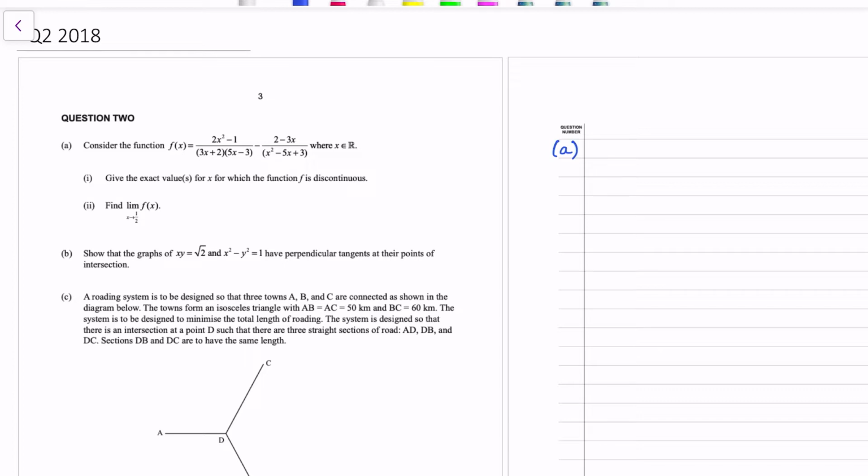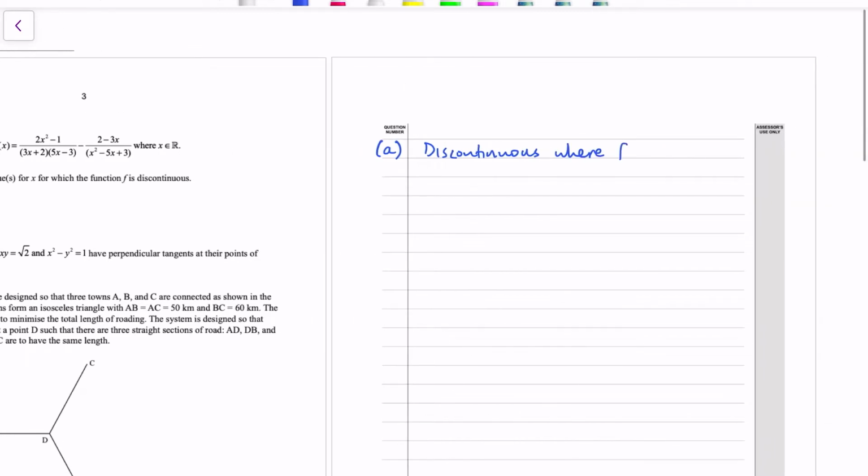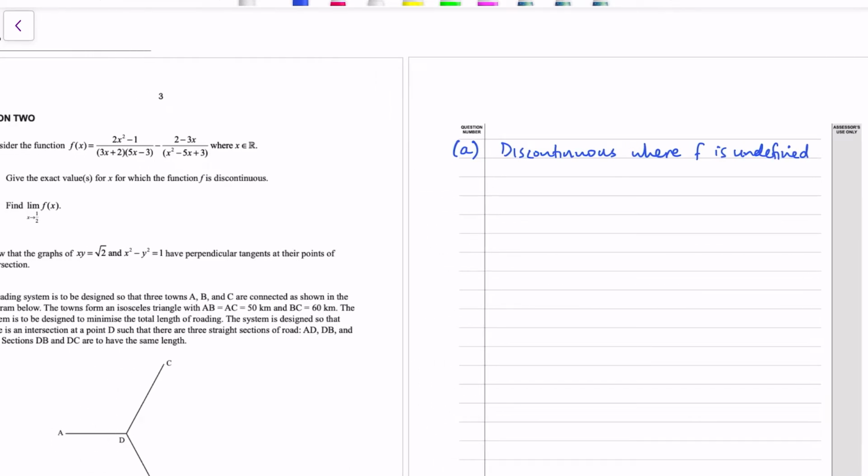So, in other words, discontinuous where f is undefined. Now it might be that there's a hole in the graph, or it could be that there's an asymptote. So there's different types of discontinuities. We can have ones where you might have a normal function but then might have a hole at a particular point. You might have a function that changes its behavior, so a piecewise function, or you could have a function that has an asymptote. So there are different types of discontinuities.